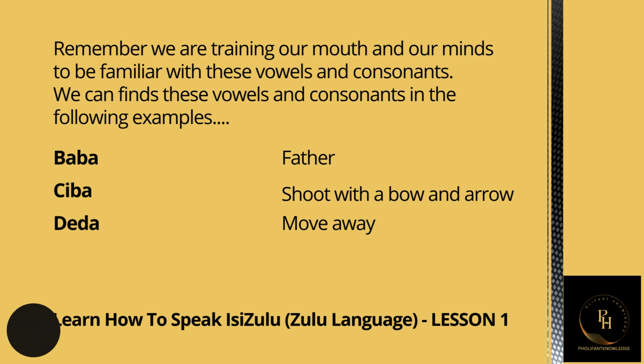So BA plus BA is equal to Baba, which means father. Baba means father. And then CI plus BA is equal to Tsiba. To tsiba is to shoot with a bow and arrow. If you shoot with an arrow, we call that tsiba in isiZulu.